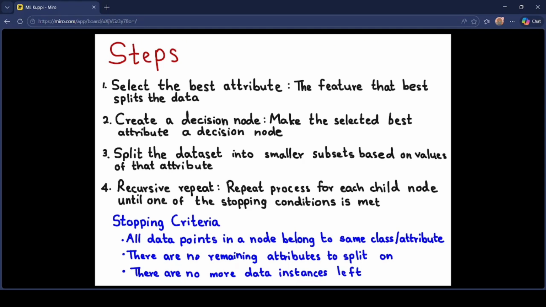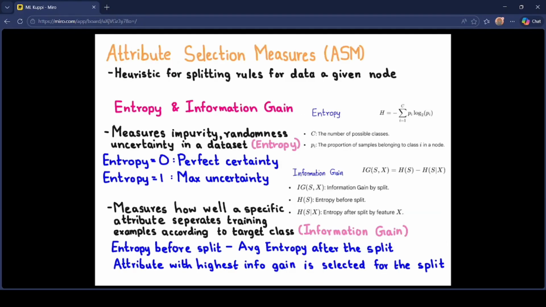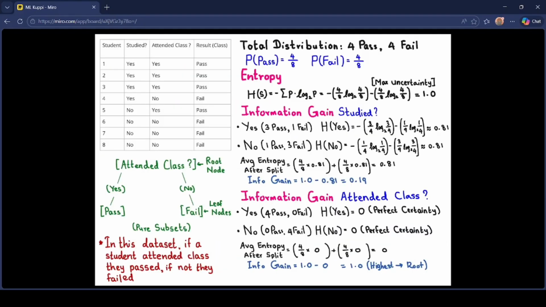And all the data points in a node belong to the same class. Now, all of the data nodes in this example fall under the attended class. So we can stop the splitting. Therefore, we are stopping the splitting here, and this will be our final tree, a very simple tree.